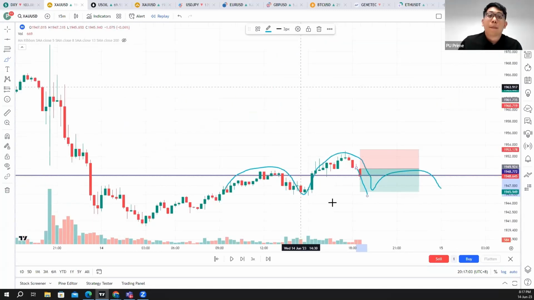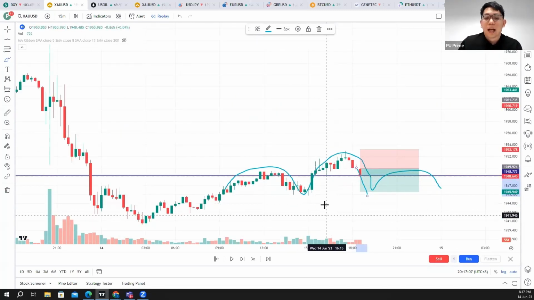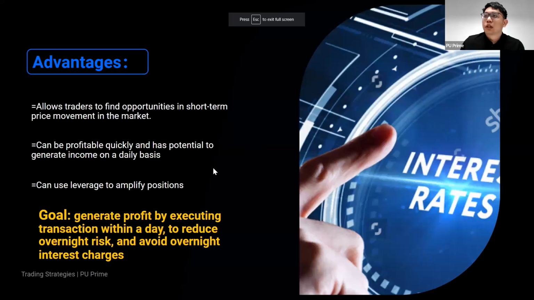So the idea behind it is we spot the signal, we open a position, and we hold it for longer, but within a day. It's kind of like scalping. So again, the advantages will be quite similar to scalping. It allows you to find these opportunities, spot some signals in short-term price movement in the market, and you can be profitable quickly and have the potential to generate income on a daily basis.